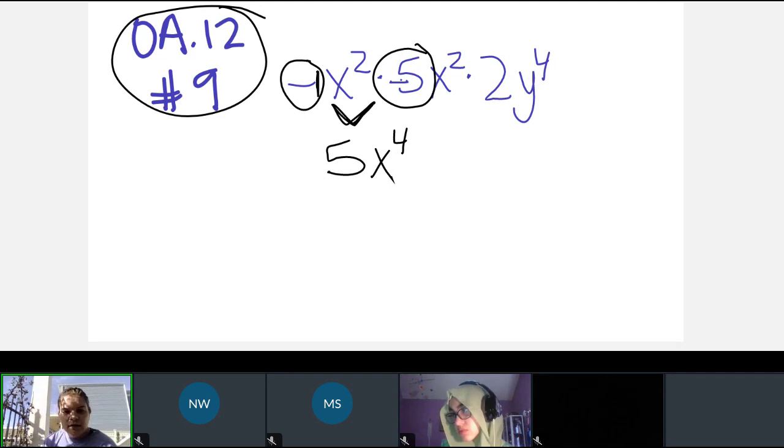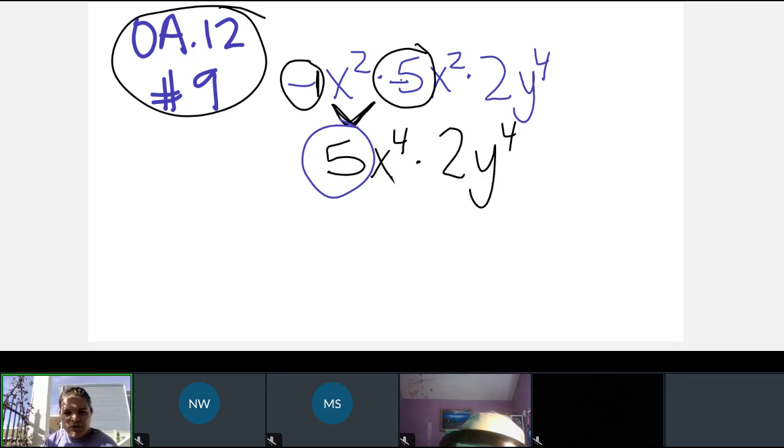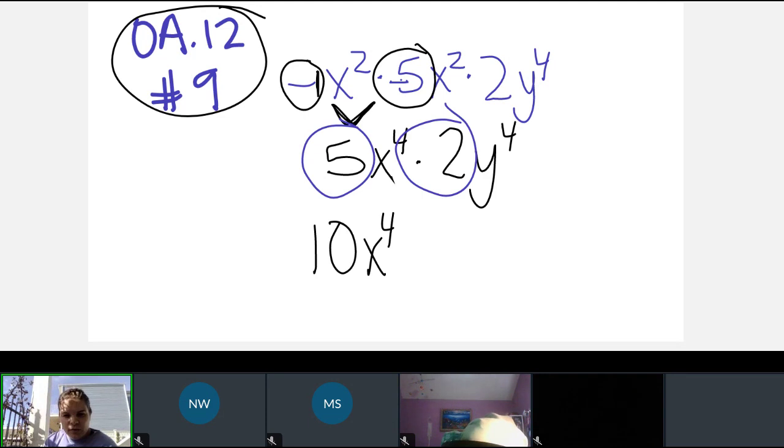All right, then I still have times 2y to the fourth. So again, I'm going to do the numbers. 5 times 2 gives me 10. x to the fourth, y to the fourth. Those, I don't add those exponents because they're not the same variable.